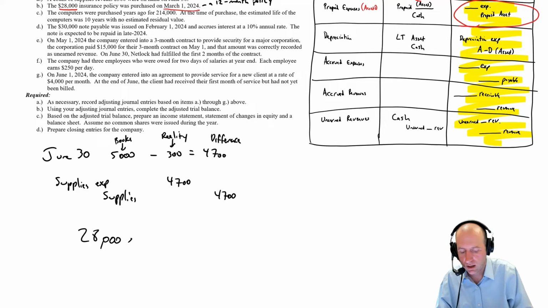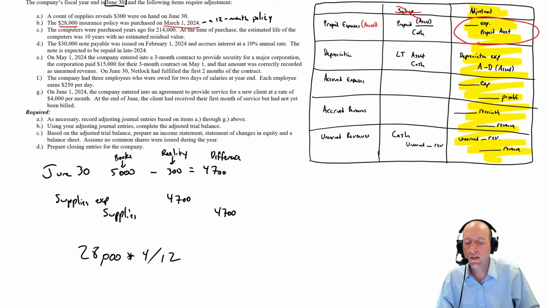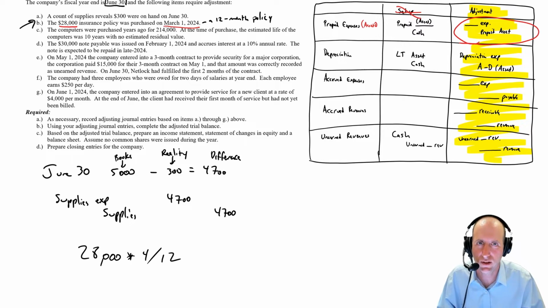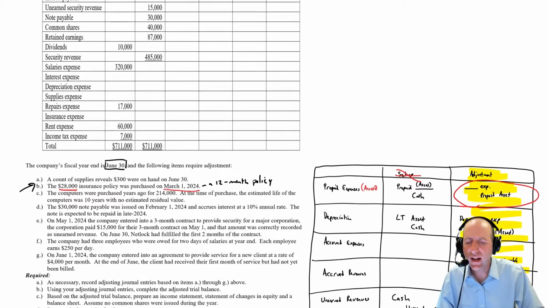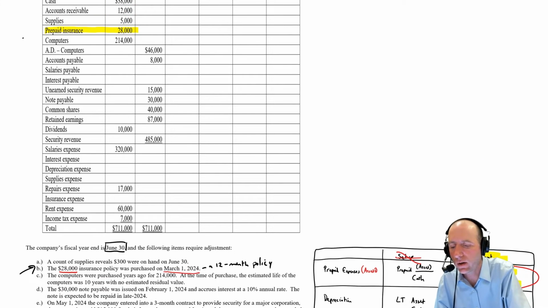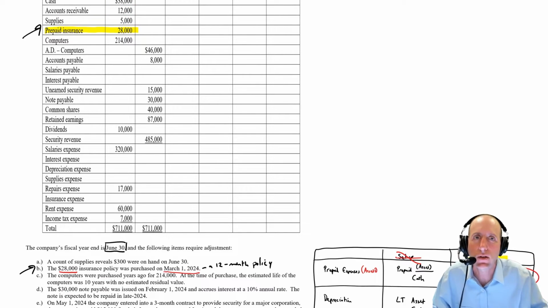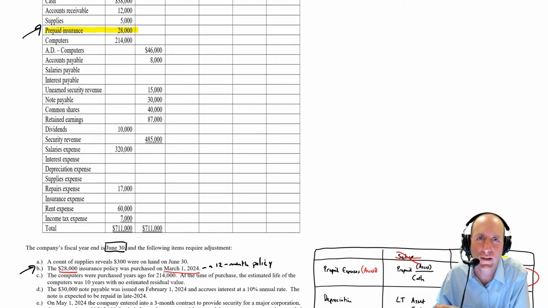28,000 times 4/12. A mistake some students make here, it's not really a mistake, but something some students will do here is they'll buy the insurance policy. So they'll go debit, prepaid insurance, 28,000, credit, cash, or AP, 28,000. That's fine, except for we've already done it. How do I know we've done it? Because it's already there in the books.